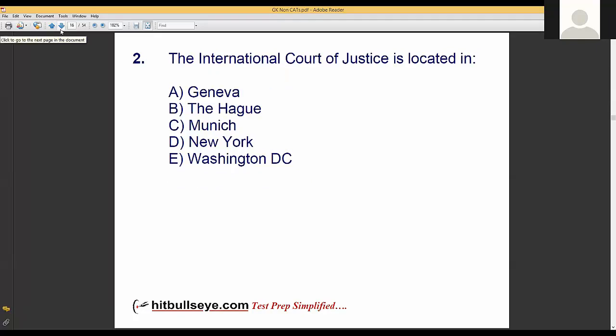Okay, next, the International Court of Justice is located in... a fairly easy question. I can see most of you getting it correct. Yes, it is The Hague. It is located in the Netherlands or Holland.